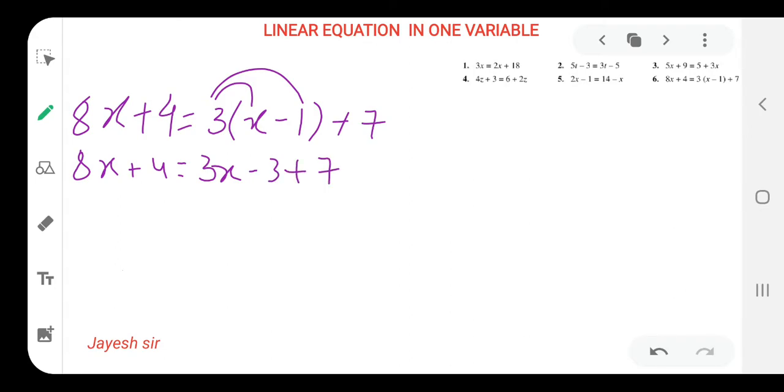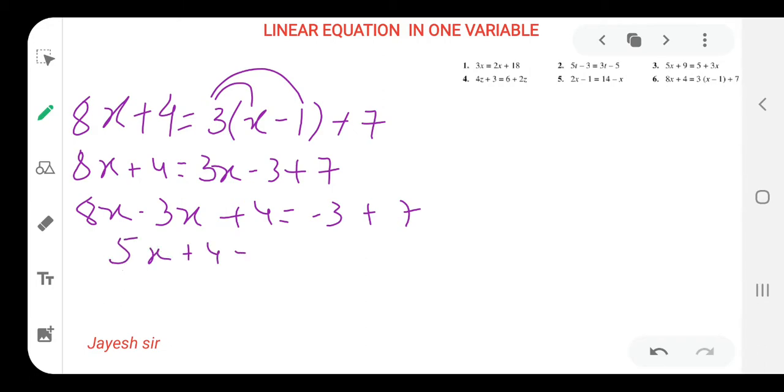Now what we are supposed to do: the x term should be on the left hand side. 8x minus 3x equals minus 3 plus 7 minus 4. So 8x minus 3x will become 5x, plus 4 as it is. Here, minus 3 plus 7 will become plus 4. Now, plus 4 after going that side will become minus 4. 4 minus 4 is 0. So 5x equals 0.